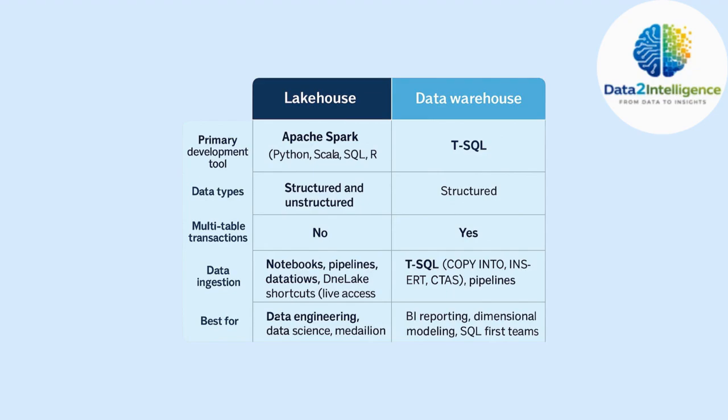Lakehouse and data warehouse. The primary development tool in Lakehouse is Apache Spark, which supports programming languages like Python, Scala, SQL, and R. But in warehouse, the main programming language is T-SQL. In terms of data types, Lakehouse supports both structured and unstructured, whereas data warehouse supports only structured. The next one is multi-table transactions. It's not supported in Lakehouse, whereas the data warehouse supports it.